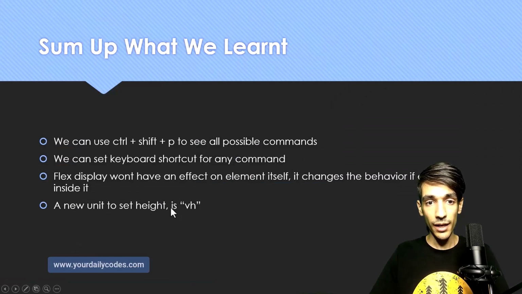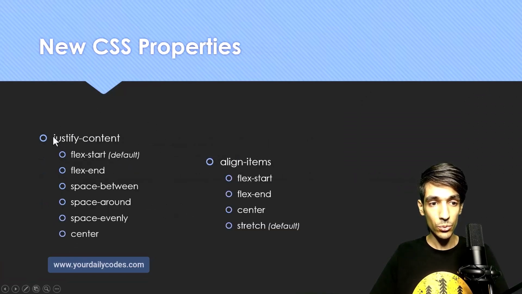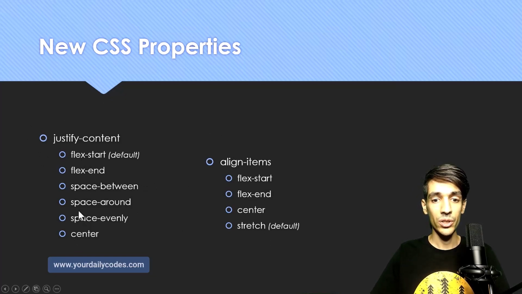We saw that VH was a new unit, and these are the new CSS properties that we learned about: justify content and align items. They both have many different values, but for now we saw some of them, and these are the ones we commonly use. The default value for justify content is flex start, and the default value for align items is stretch.